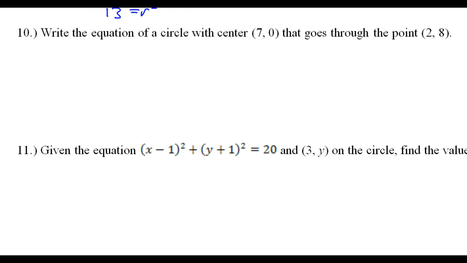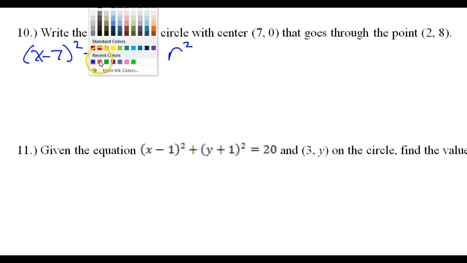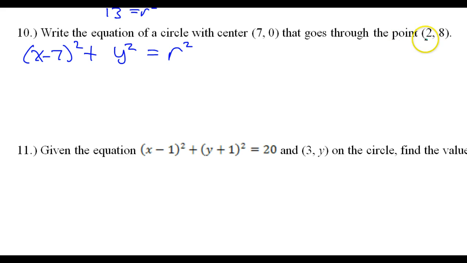Alright, number 10 is basically the same thing one more time. Write the equation of the circle. So we have x minus 7 squared plus, now as soon as I see the 0, I'm just going to put y squared is equal to the radius squared. And one more time, when they give us a point, they're giving us an x and a y.